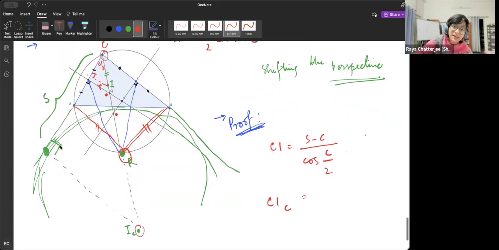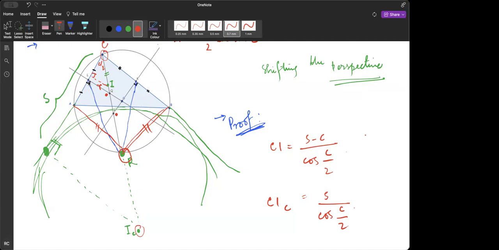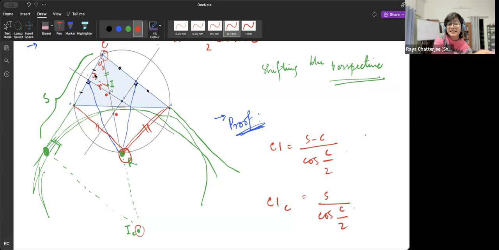Because I just highlighted at the beginning that this is a right triangle. So using that same logic, I can just say that CIC is S over cos(C/2). Make sense? Because this is X. This is S. You guys know this, right? The length of the tangent from one of the vertices to the opposite excircle is the semiperimeter. Okay, so perfect.